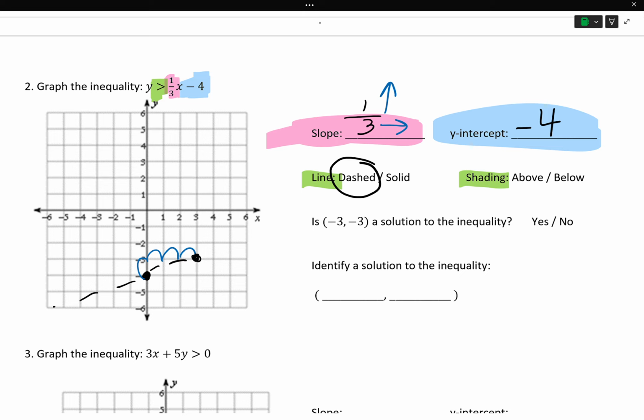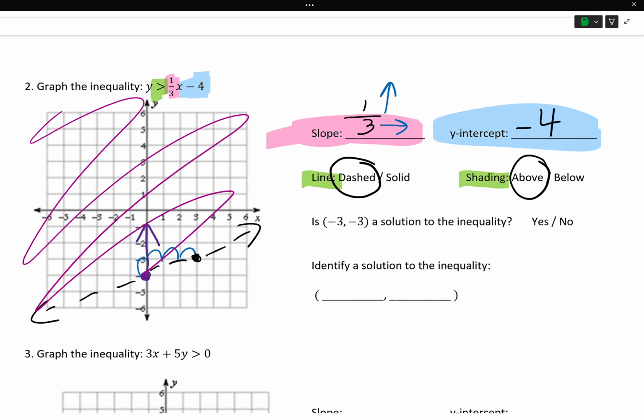Dash, dash, dash. Now, where do we shade? This symbol is a greater than symbol because it's eating the y. So we're going to be shading above. I'm going to put my pencil, finger, on my y-intercept. And then I'm going to draw a line going straight up. Perfect. Now I know where to shade. There we go. We're done graphing.